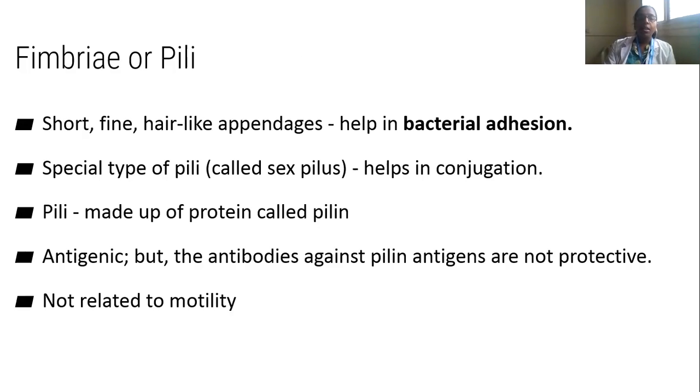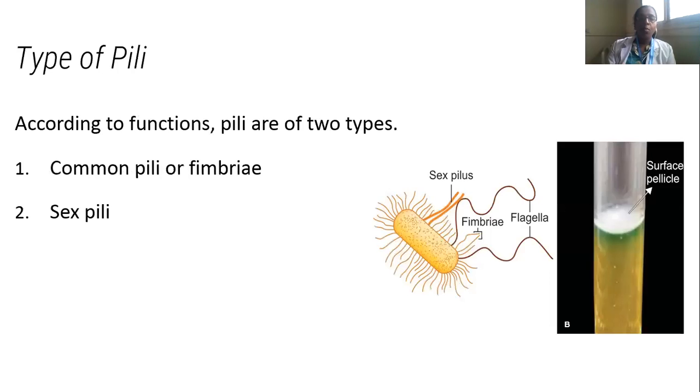They are also highly antigenic. This flagellar antigen is also antigenic, that is, they can induce antibodies, and this fimbrial antigen is also antigenic, but it is not related to motility. Basically, there are two types of pili: one is common pili, and another is sex pili.